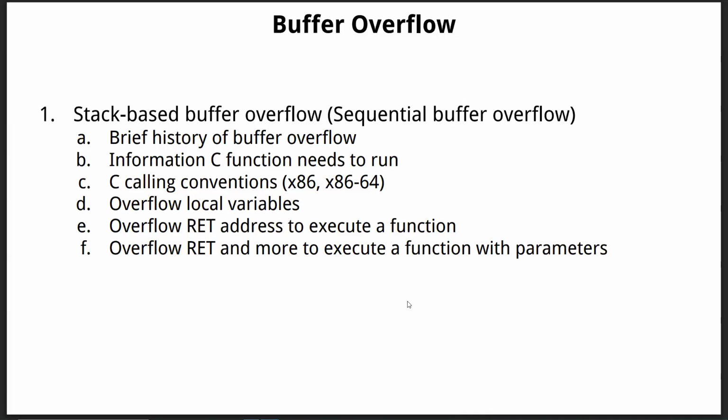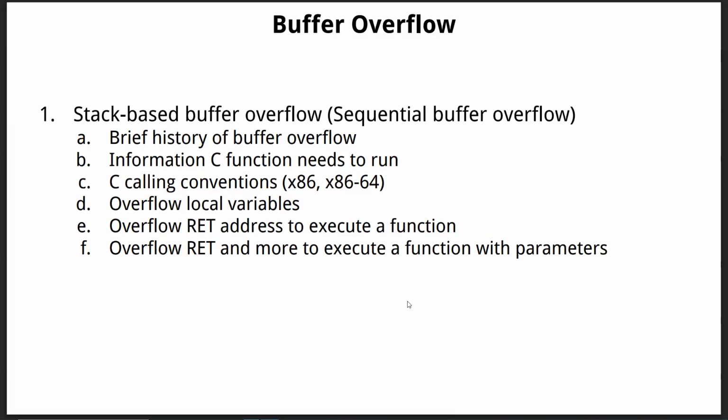So we will talk a little bit about the history of buffer overflow, what kind of information safe functions need to run, then the application binary interface, or the calling conventions, for 32-bit and 64-bit. We talked about this a little bit in the computing system class as well, and also local variables. Today we will see multiple examples of how we can overflow local variables. I will show you one or two examples, then you are going to do one or two. And in the homework, there are more challenges for you to hack.